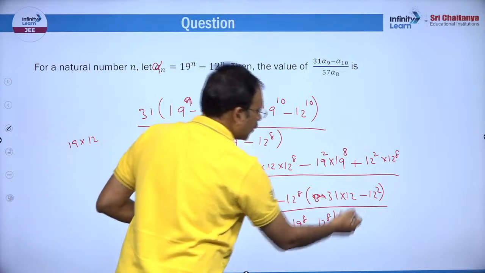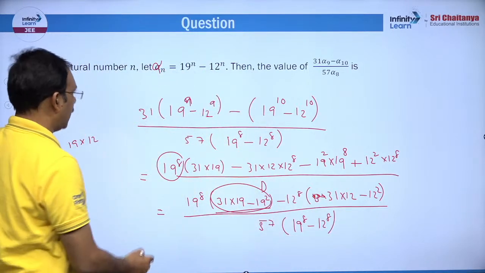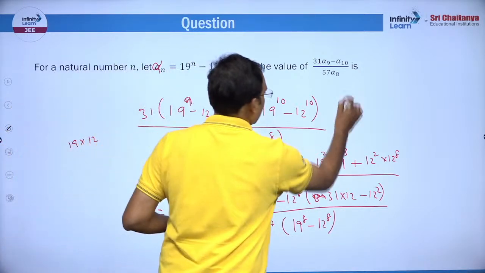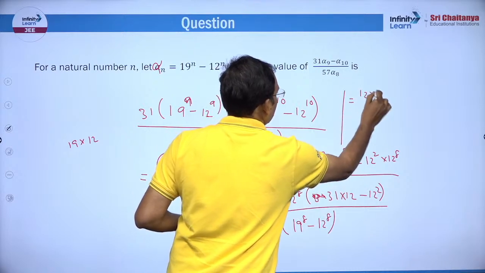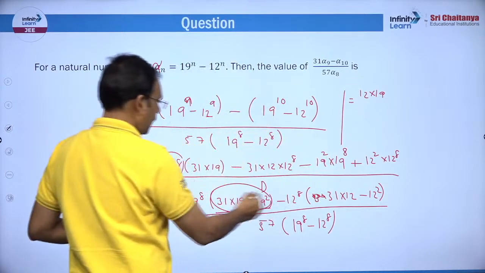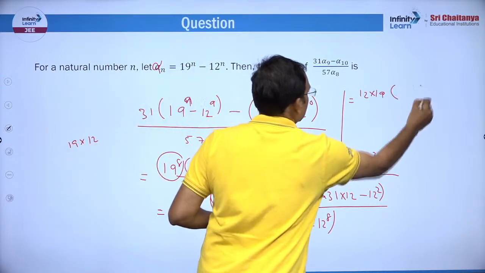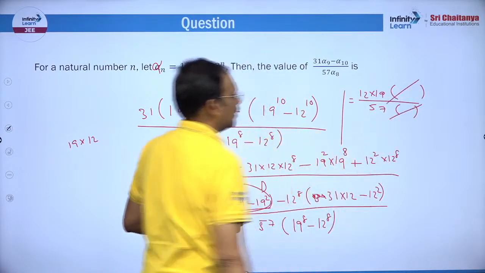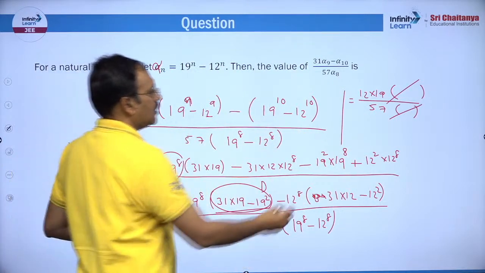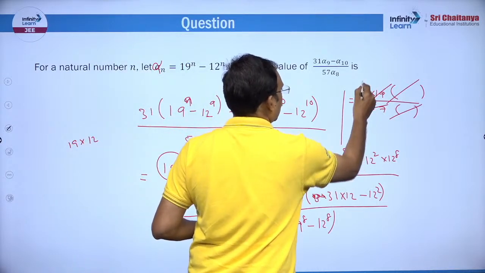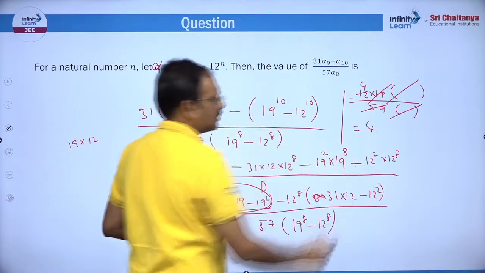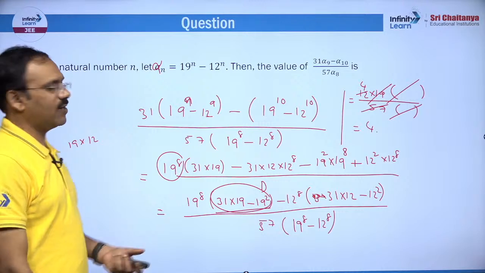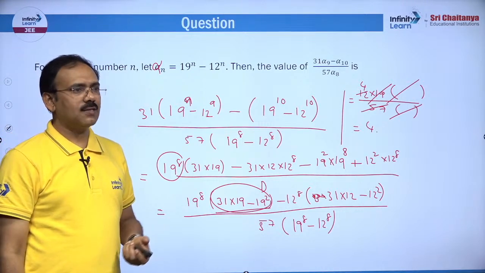Here also, if you take 12 common, 12 into 19, you are going to get now 12 into 19 into, you see, this into 57 into this, these two get cancelled. Now, 19 into 3, 4 times, 4 would be the answer. It is a standard routine simplification, okay.